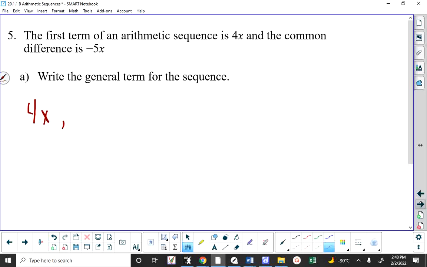What does that mean? It means that you add negative 5x to get to the next term. So if I had $4 and I added negative $5, I would have negative $1. I'm $1 in the hole. I'm playing poker. I'm $4,000 ahead. I bet $5,000 and I lose. I'm $1,000 down.